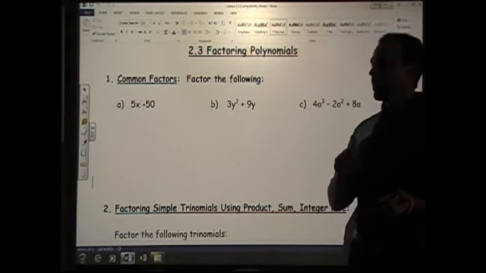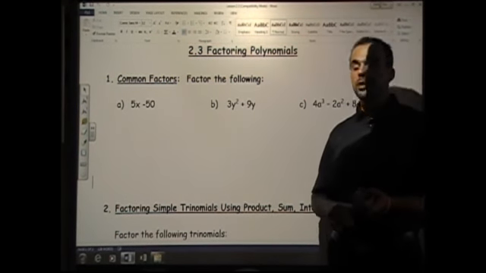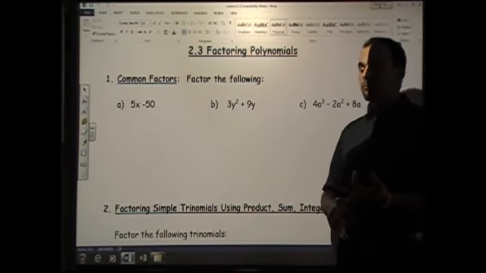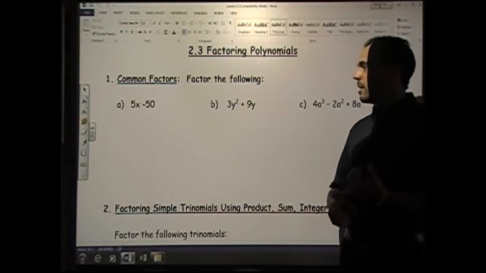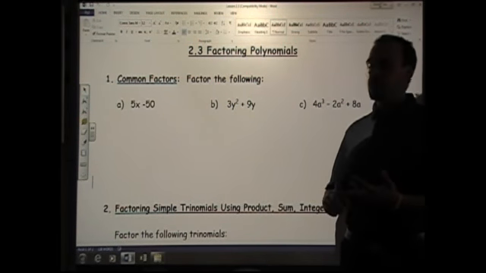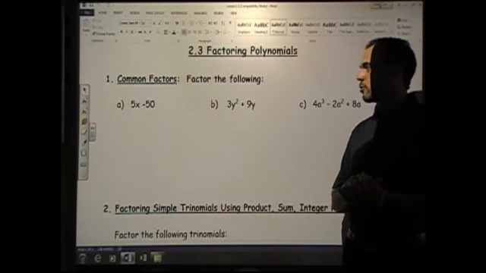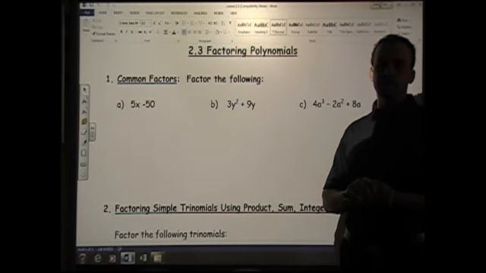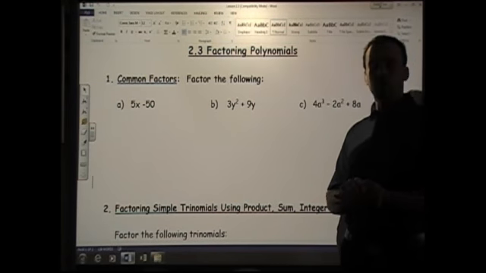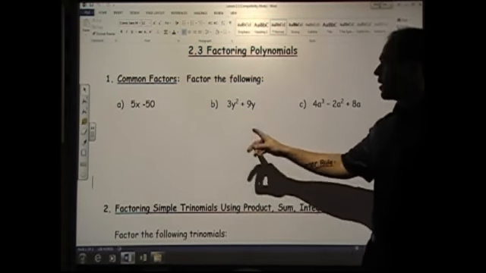So you have to know how to factor a common factor. You have to do product sum integer for simple trinomials. You have to know how to factor complex trinomials. And then of course there are those perfect square trinomials and also difference of squares that have shortcuts to factor. So let's take a look at this one first.